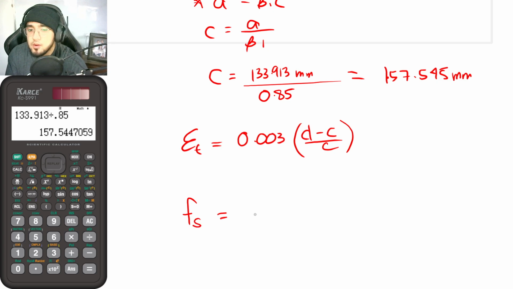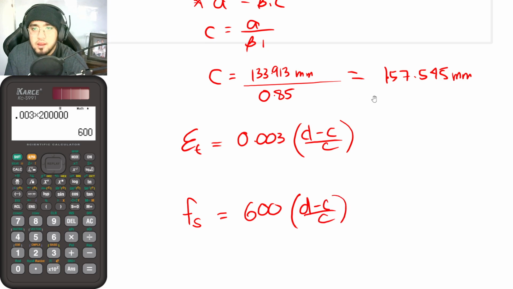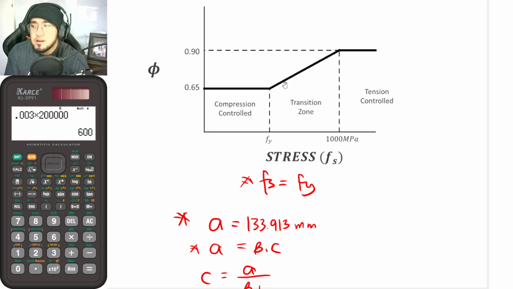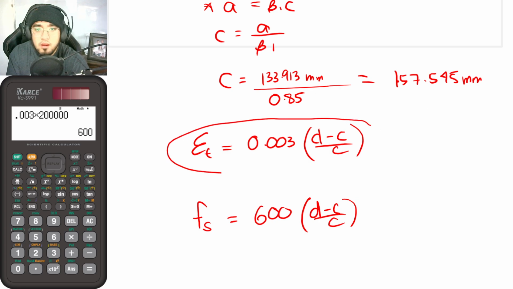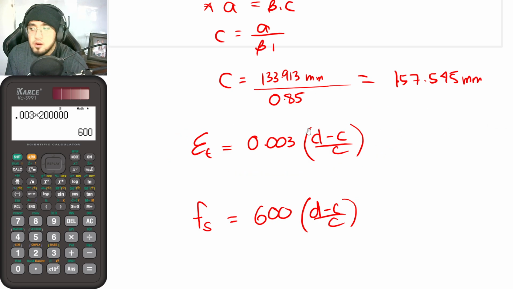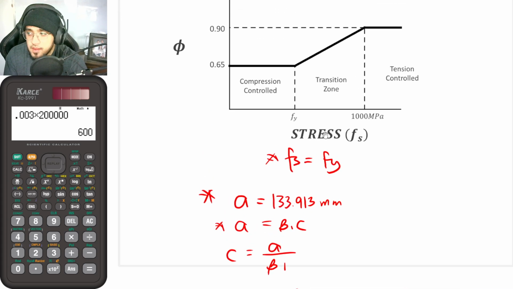So Fs is now equal to 600. Just multiply 0.003 by 200,000. That is now 600. So 600 times d minus c over c. Again, I will be making use of this diagram here. But if you do not want to, just make use of this formula, then compare. Rest assured that if we did it correctly, our answer should exactly be the same.